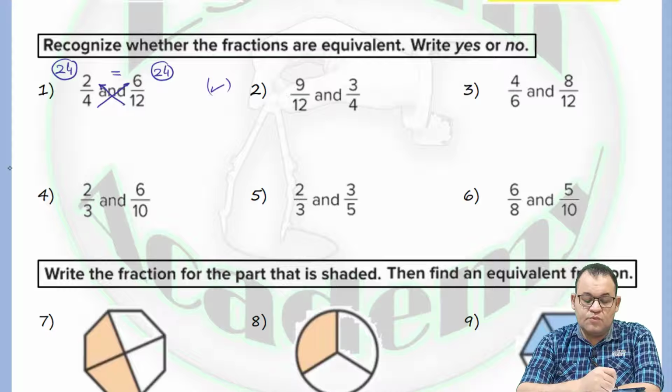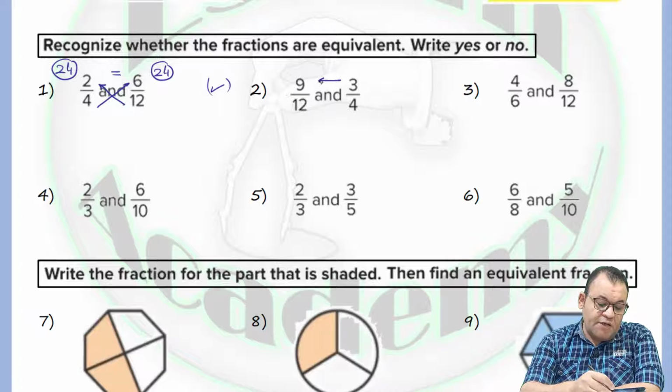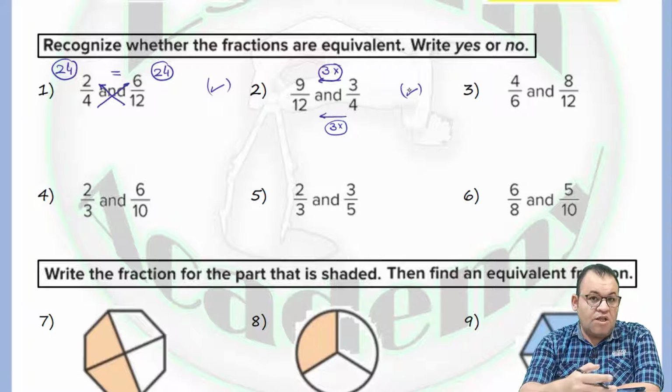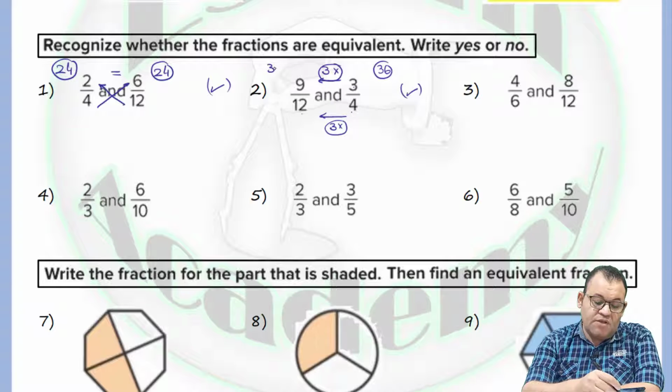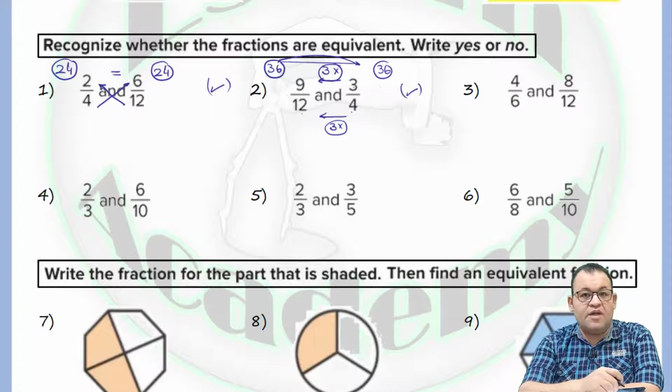Again, for question number 2, 9 over 12 and 3 over 4. Start from the smallest number. From 3 to 9, you multiply by 3. From 4 to 12, you multiply by 3. Because you multiply by the same number up and down, it means we have equivalent fractions. Otherwise, you can start multiplying. 12 multiplied by 3 will equal 36. And 4 multiplied by 9 will equal 36. Because they are equal, it means we have equivalent fractions.